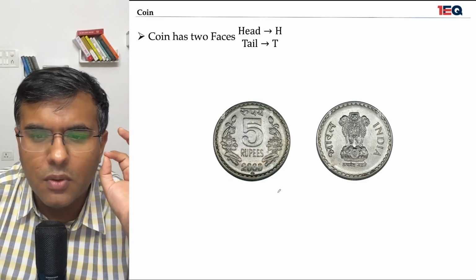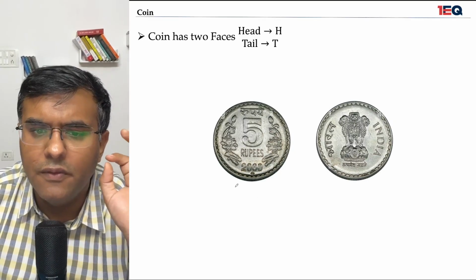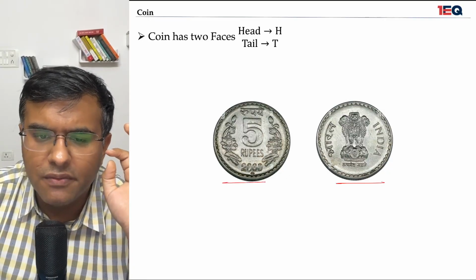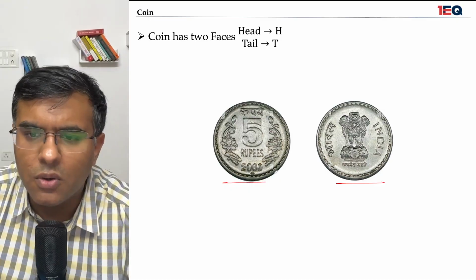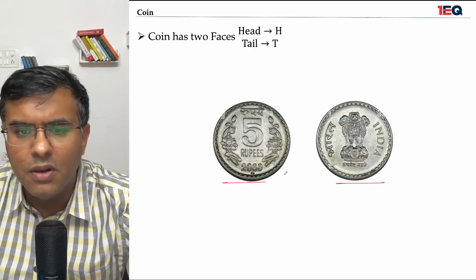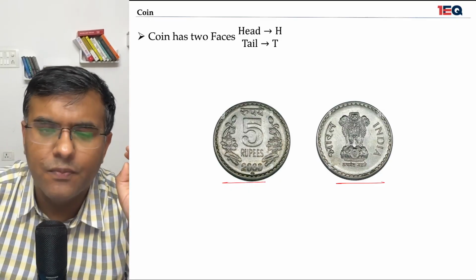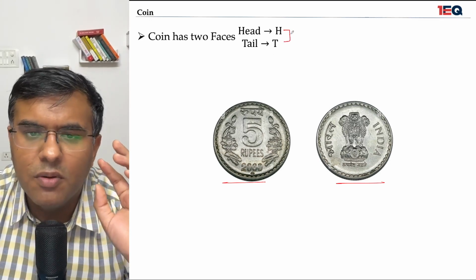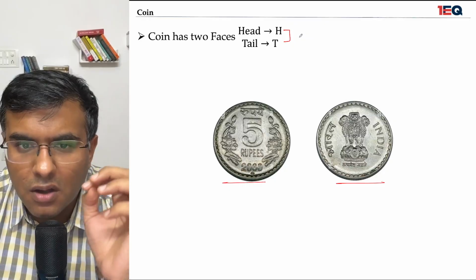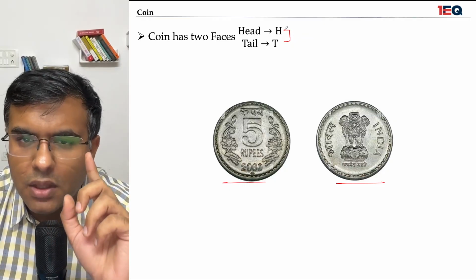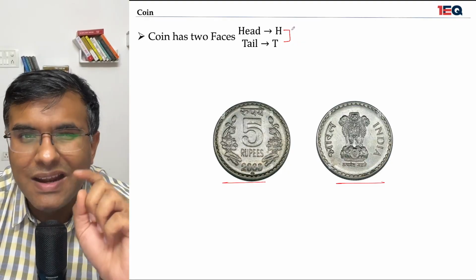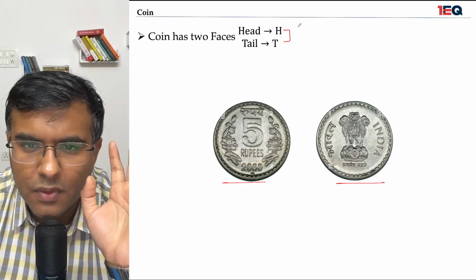Now we're talking about coins. We are using a 5 rupee Indian coin of the year 2000, a 24-year-old coin. I believe most of you would be having it with you as well. A coin has two faces, and the probability of a head coming after one flip and the probability of a tail coming after one flip is equal.